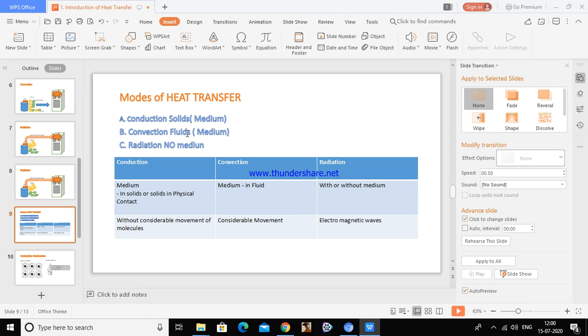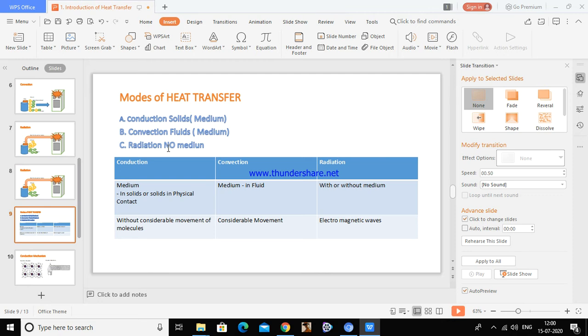In convection there is movement of molecules. And what is radiation? It is heat transfer by using electromagnetic waves. Sunlight carries heat, and we get heat from the sun, which is known as solar heat. That type of heat transfer is known as radiation.